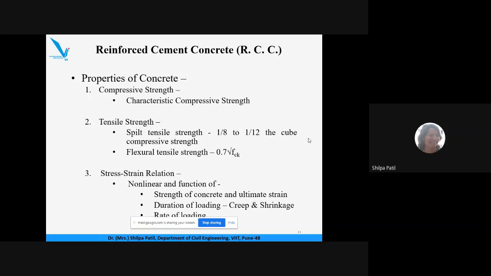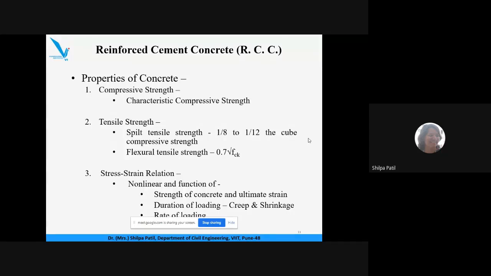For that, normally we conduct n number of tests. Now, how to define this n? Normally, the n required is a minimum of 15 cubes. So we cast a minimum of 15 cubes, and we test them after 28 days of curing for axial compression.